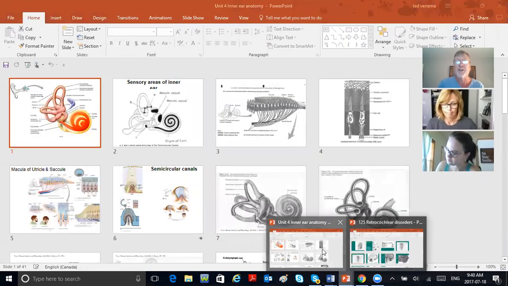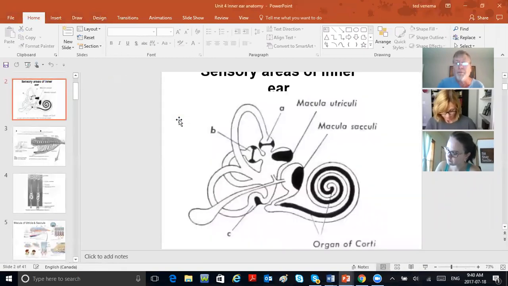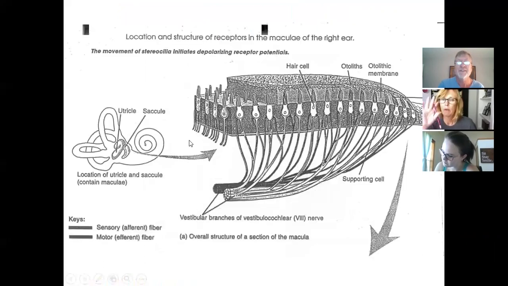I'll just show you a couple of pictures from your good old anatomy course. Excuse me. And this is showing you all the hair cell areas of your whole ear. Cochlea, saccule, utricle, and look at the hair cells in your semicircular canals. They are just in the bulbs. They're not in the big round parts. They're just in the bulbs. Just FYI.